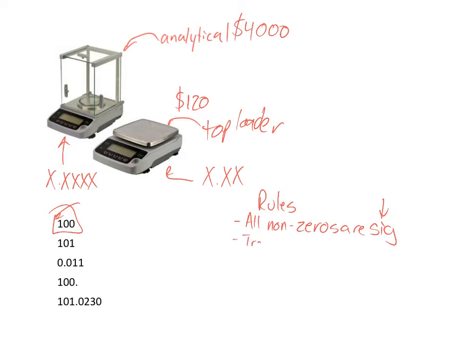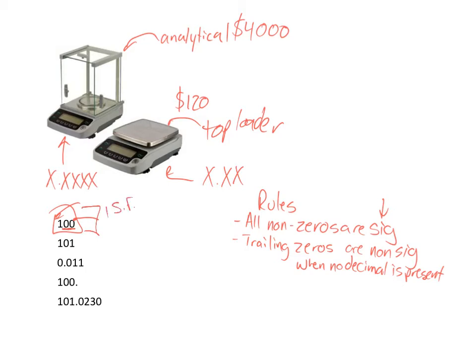Trailing zeros are non-significant when no decimal is present. So when I look at 100, these zeros are trailing zeros. They are not significant. So with 100 with no decimal point, there is only 1 sig fig, which I'll be writing as SF.